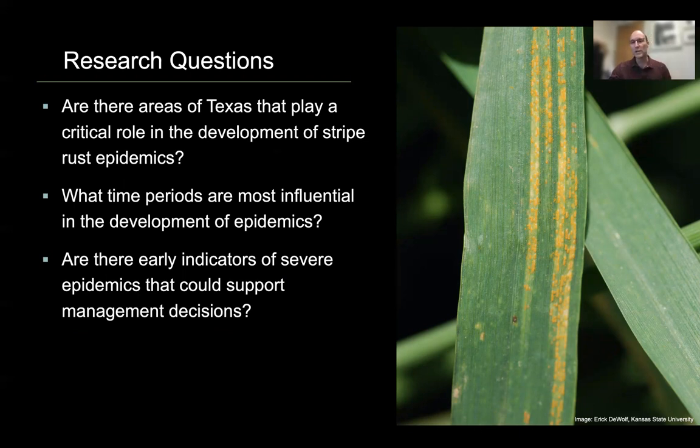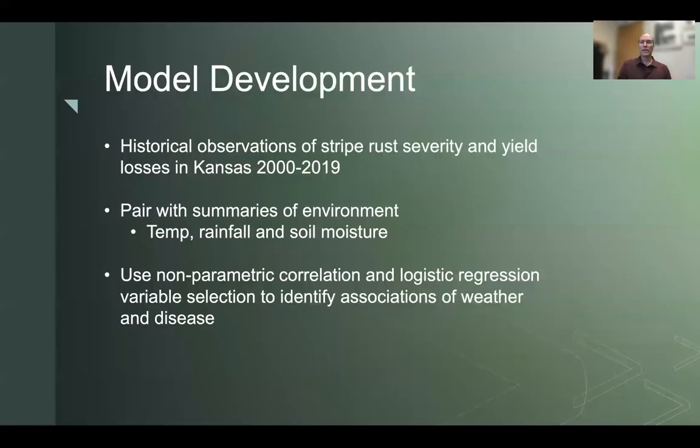Are there also time periods that are particularly influential in the development of these epidemics? And ultimately, can we use this information to inform our pathogen monitoring efforts and our efforts to manage the striped rust within our region? So let me give you a brief overview of some of our modeling approach here.